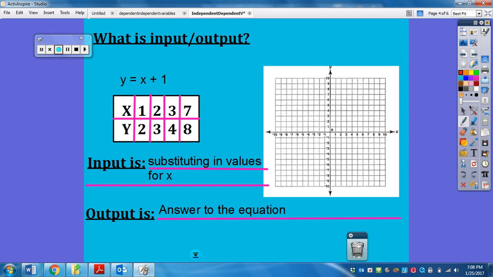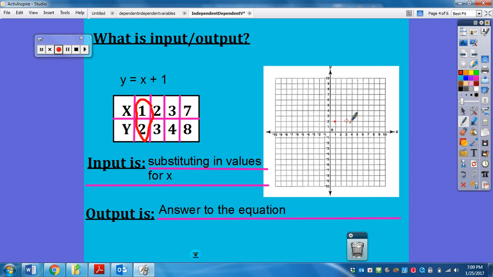The good thing about an input-output table is that you can graph your results on the coordinate plane. Remember, we talked about why we use x and y as our variables most often, and it is because they correlate to the coordinate plane. So what I want to do is come over here, and I can see that my x-axis is labeled and my y-axis is labeled. So for my first ordered pair, I'm going to plot 1, 2. So what I want to do is come over here on my x-axis and find the 1, and then I see that the y-coordinate that goes with that is 2. So I want to place a dot right there.